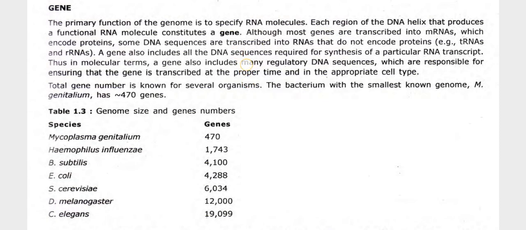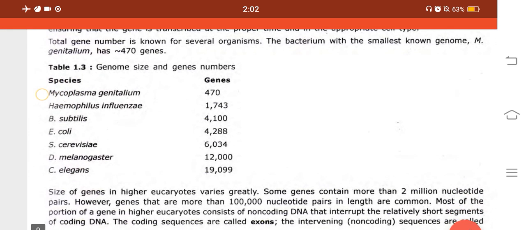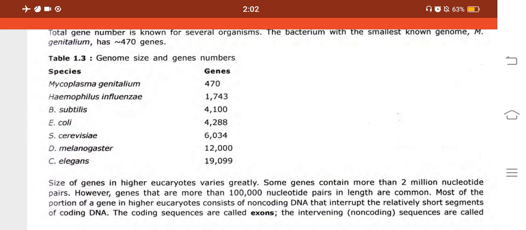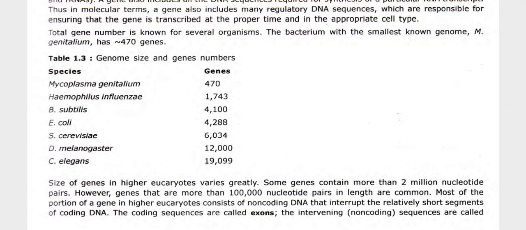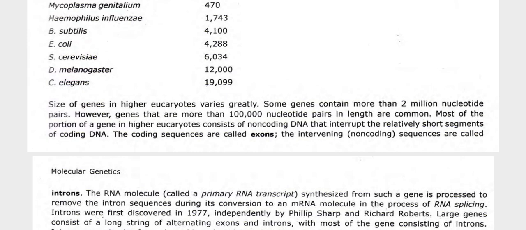The total number of genes is known for several organisms. Among bacteria, the smallest known genome, Mycoplasma genitalium, has about 470 genes. Other organisms shown include C. elegans, Drosophila melanogaster, Saccharomyces cerevisiae, Bacillus subtilis, Haemophilus influenzae, etc. So the size of genes in higher eukaryotes varies greatly.